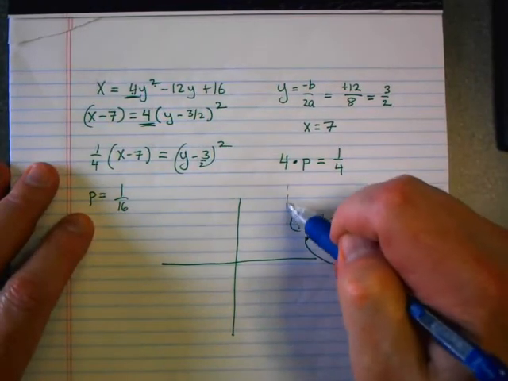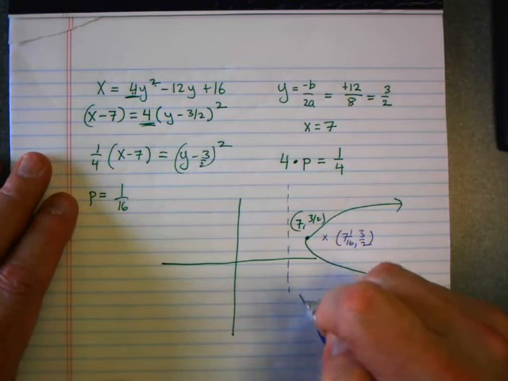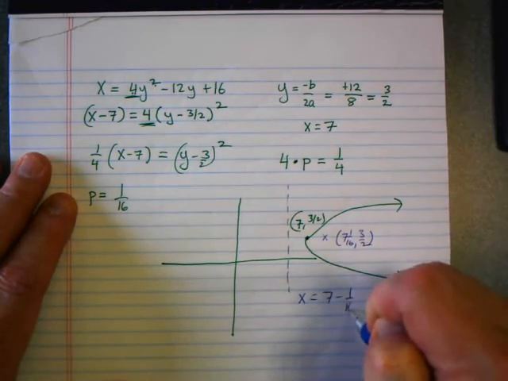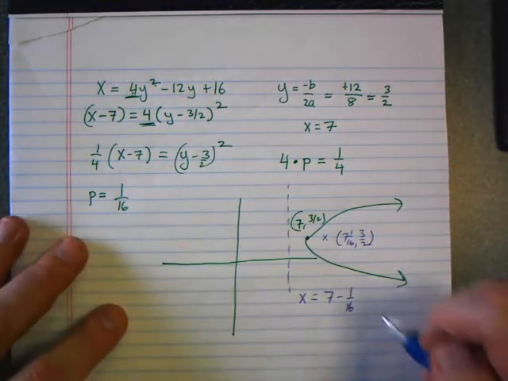And then my directrix, I would take 7 minus 1/16. I don't know what that is. I'm just going to write it as x equals 7 minus 1/16. I'm going to be lazy. You could grab your calculator and type it in and do that on your second. 111 over 16.